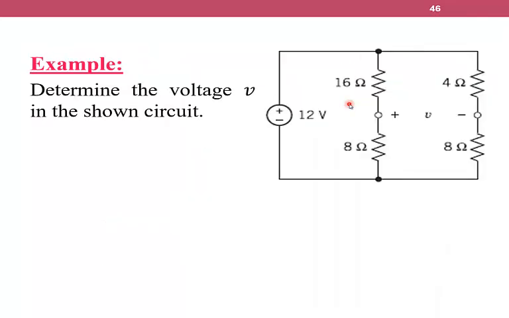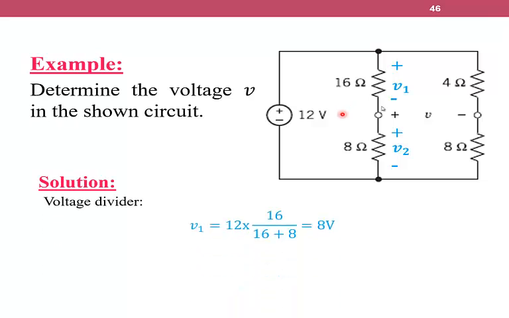Example: determine the voltage V in the shown circuit. So we are going to use the voltage divider. V1 equals V source, which is 12, multiplied by 16 over 16 plus 8, which equals 8 volts. Same for V3, we have 12 multiplied by 4 over 4 plus 8, which equals 4 volts.